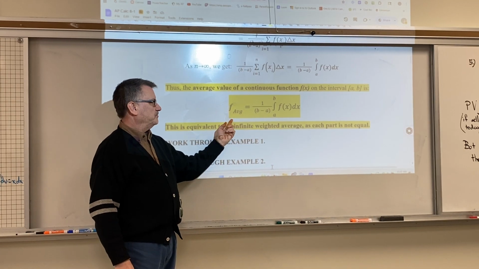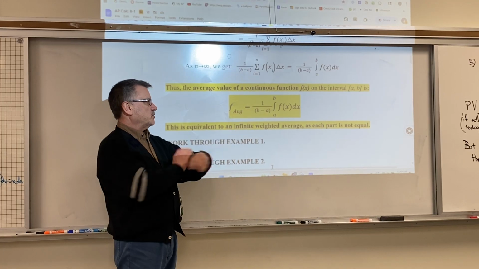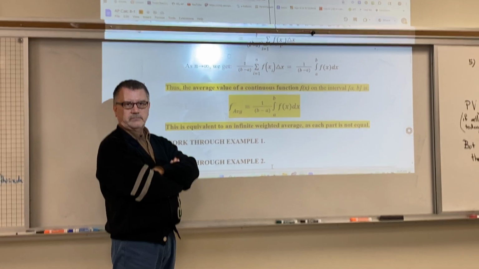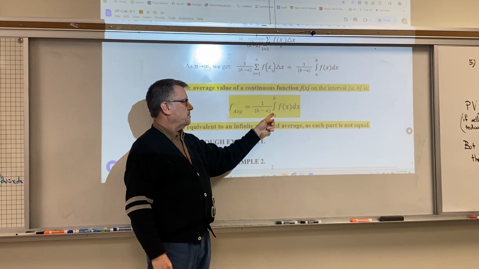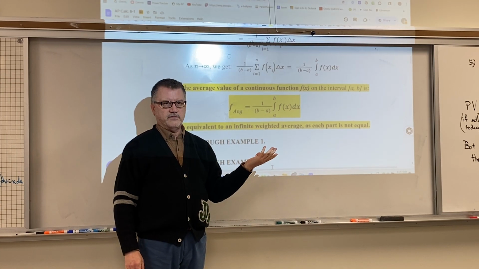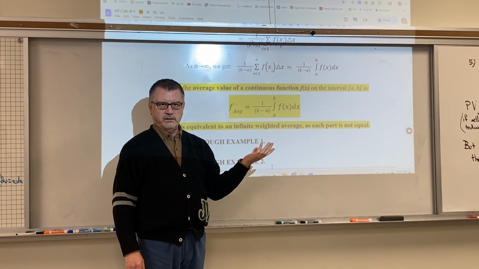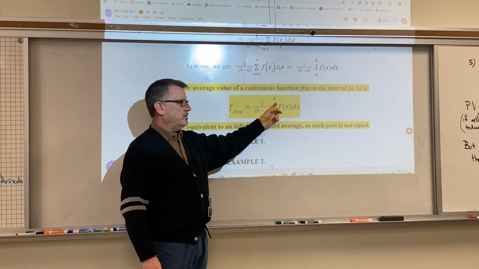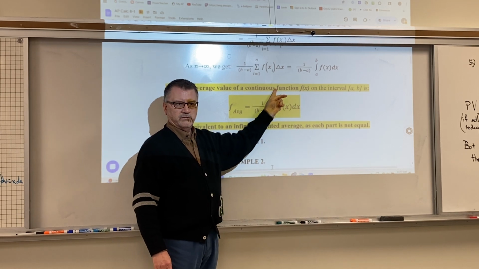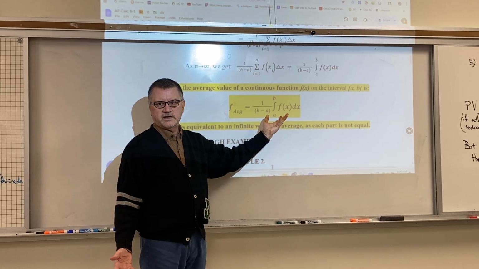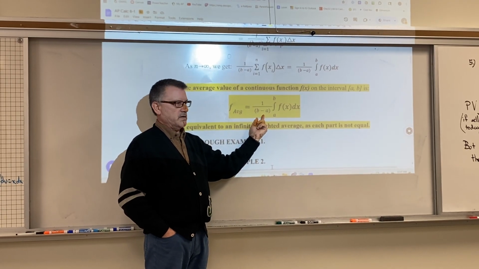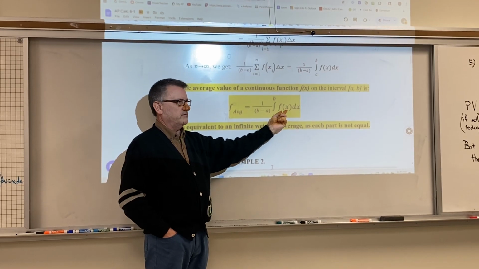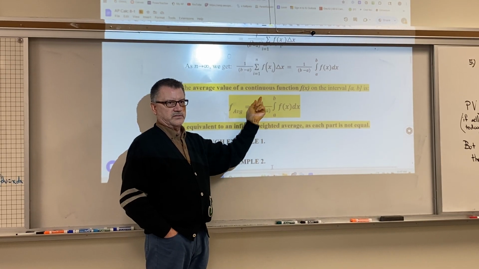We can say f average is 1 over b minus a. Hey, b minus a is the width, right? Times the integral from a to b of whatever it is I'm trying to find the average value of. So this is going to give me the area under the curve, I mean to the x-axis, divided by the width. That's what we're doing. Area under the curve divided by the width. Multiplying by the reciprocal is the same as dividing.